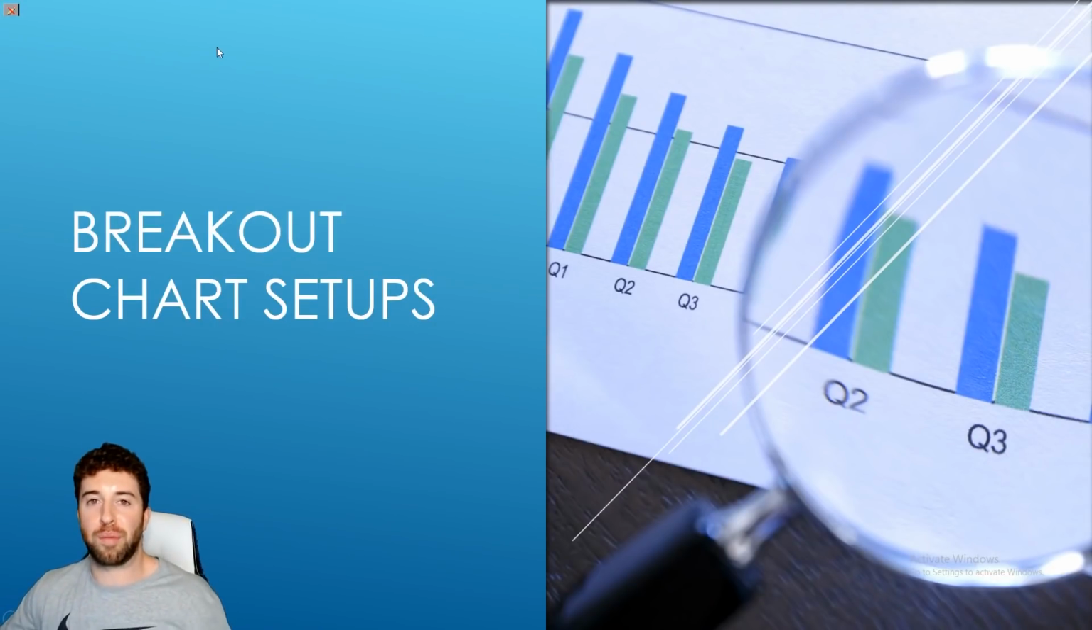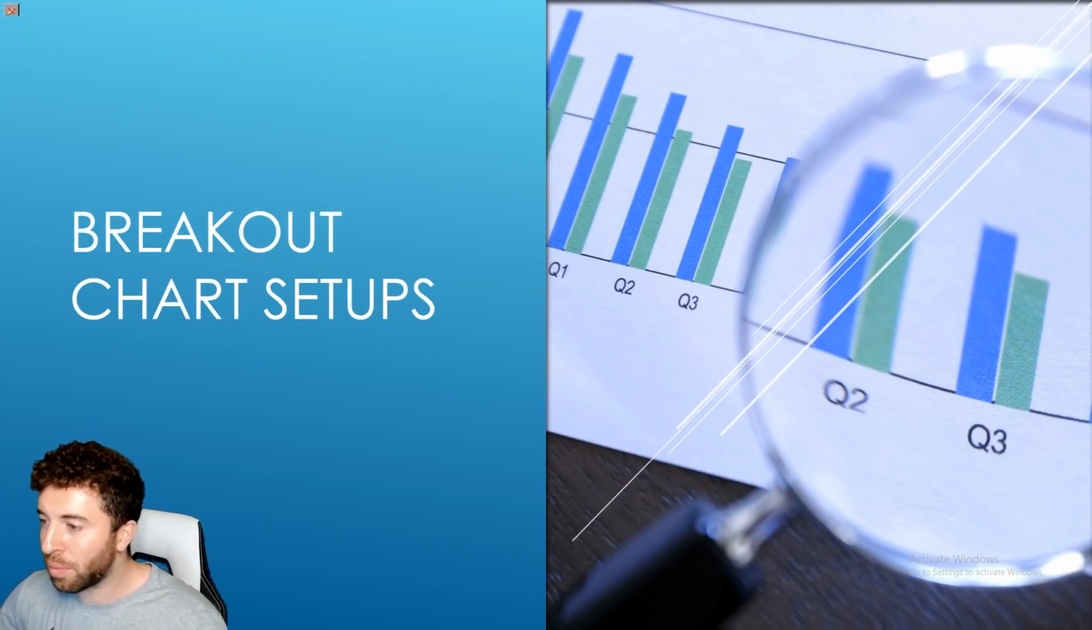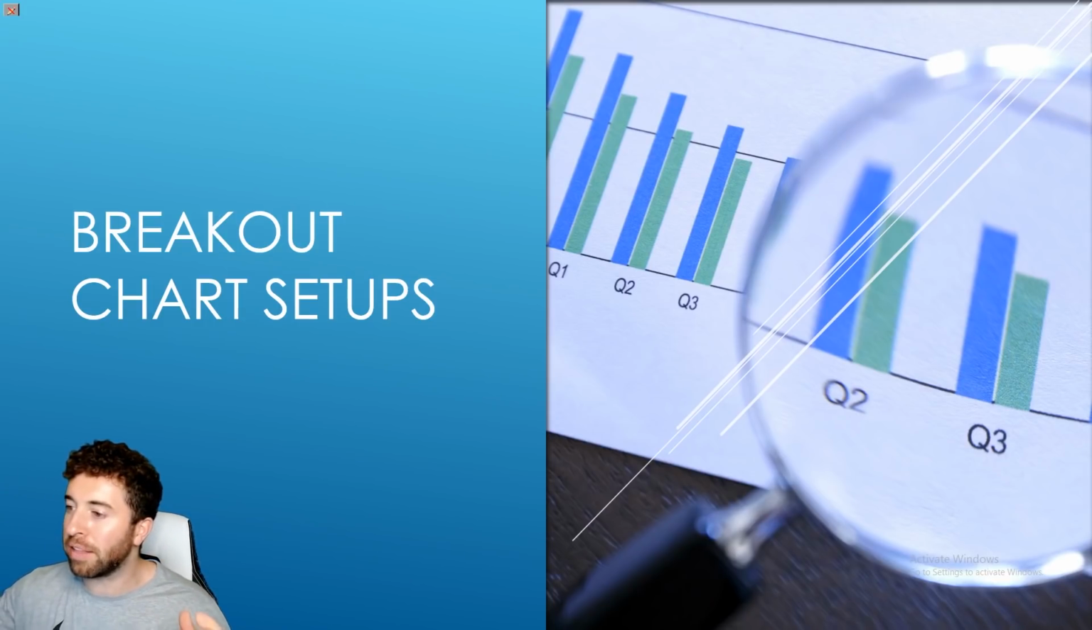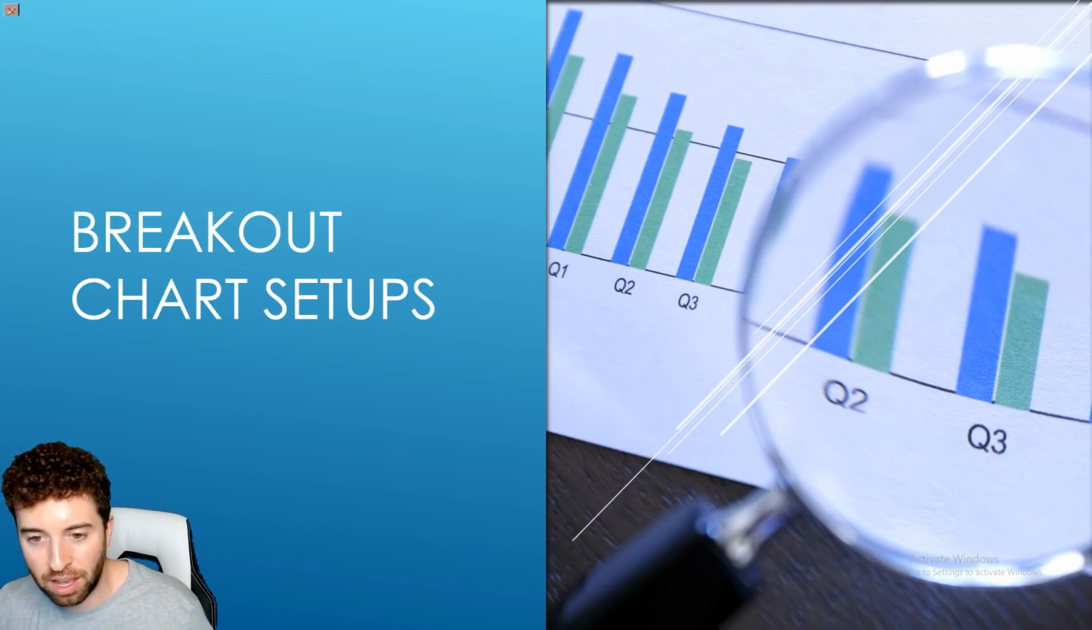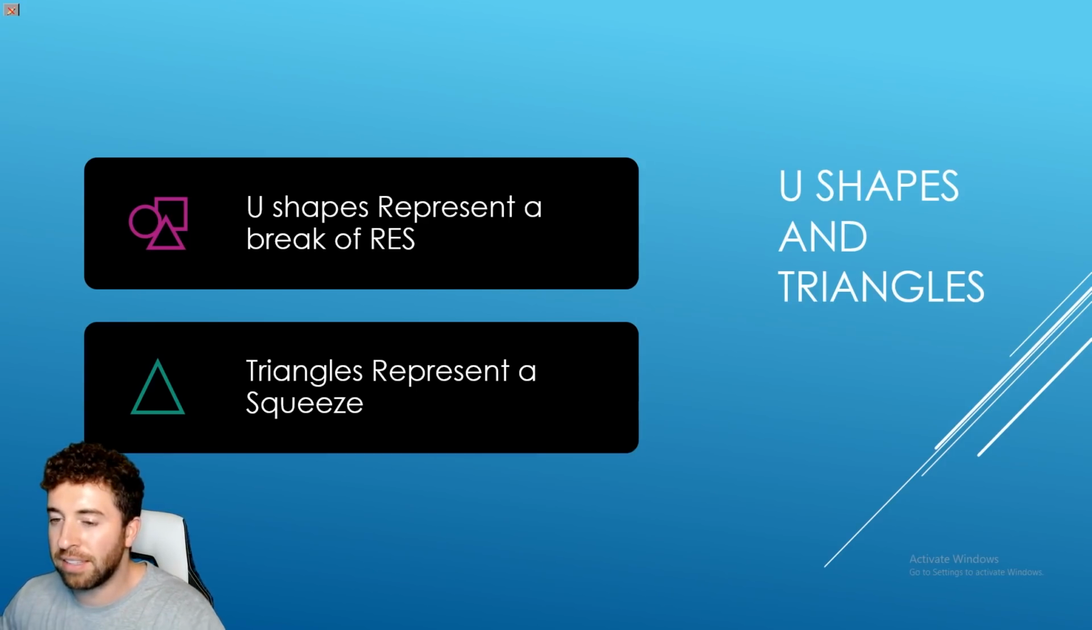Breakout chart setups. Who doesn't want to learn about breakouts? Who doesn't want to learn about the certain chart setups, these certain patterns that are going to lead to massive amounts of profits? Now, the coolest thing about these is I don't overcomplicate it.